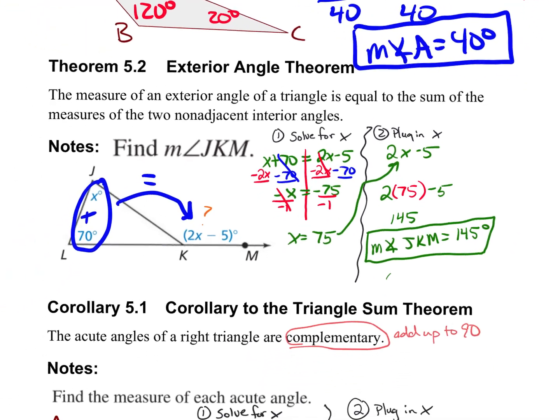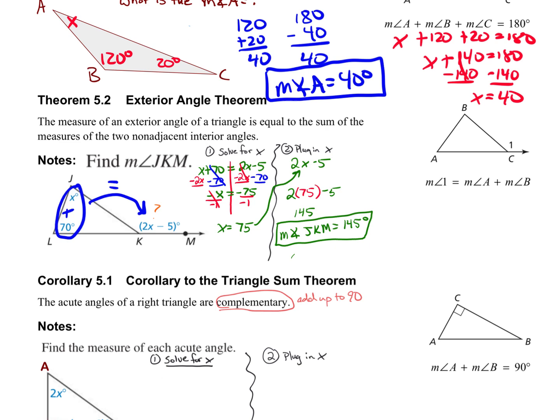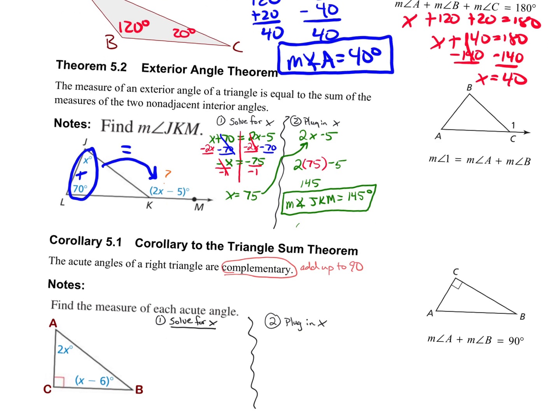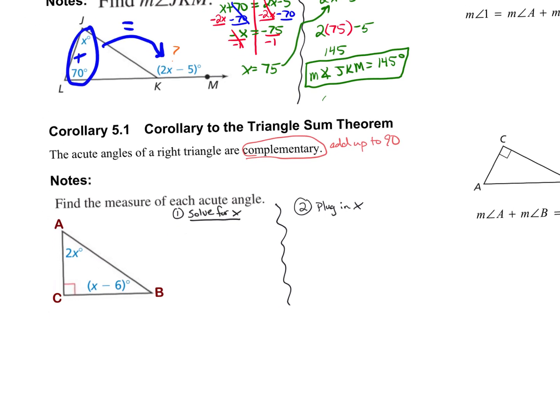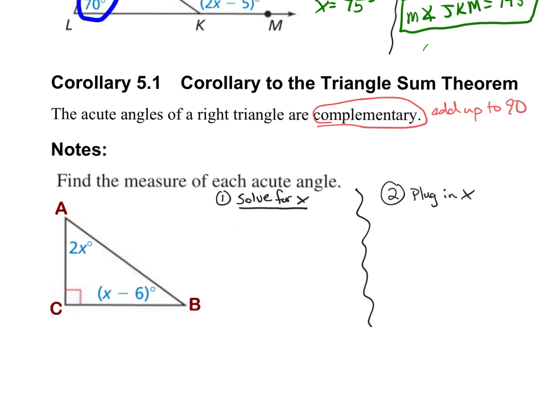So that's the exterior angle theorem. Okay, it just says, remember, the 2 non-adjacent interiors add together to equal the outside one. And then the last one is the corollary to the triangle sum theorem. Okay, so corollary, remember, it's just building on top of it. So the triangle sum theorem said that all 3 interior angles add up to equal 180 degrees. This one says the acute angles of a right triangle are complementary. Remember, complementary just means you add up to equal 90 degrees.